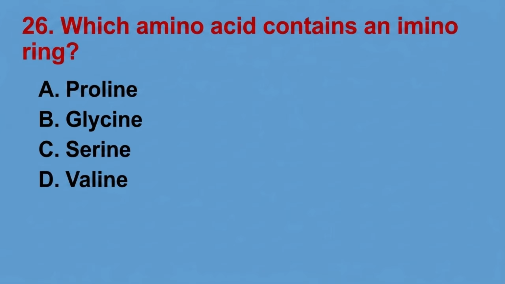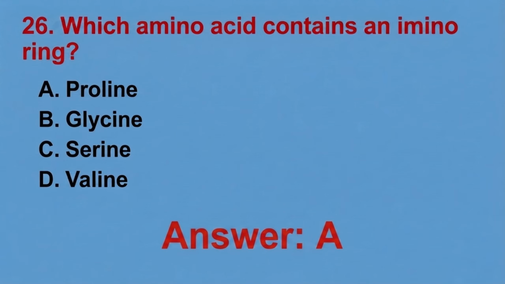Okay, so the correct answer is A, proline. Proline is unique because its side chain forms a ring with the amino group, creating an imino structure. This rigid ring introduces bends in the polypeptide chain and plays an important role in protein folding, particularly in collagen. Then why are the other options wrong?